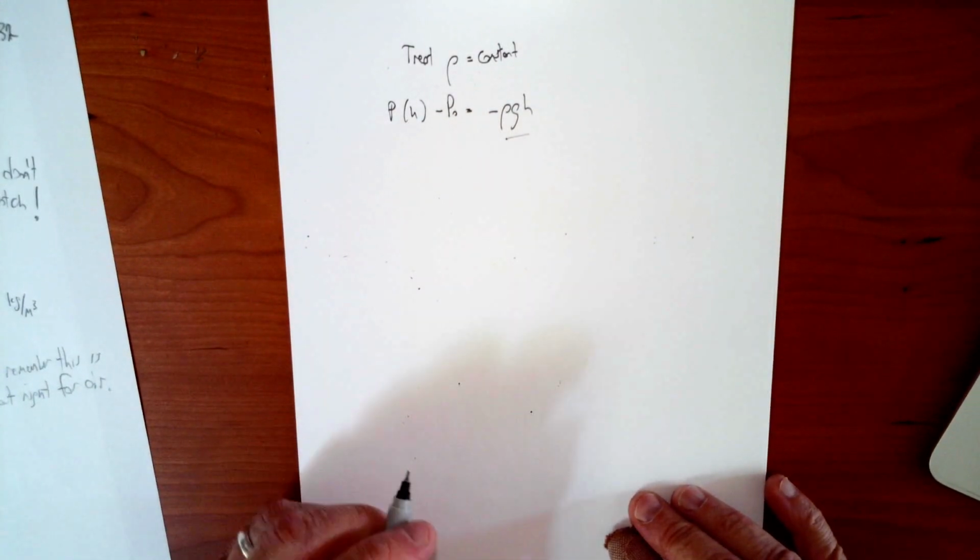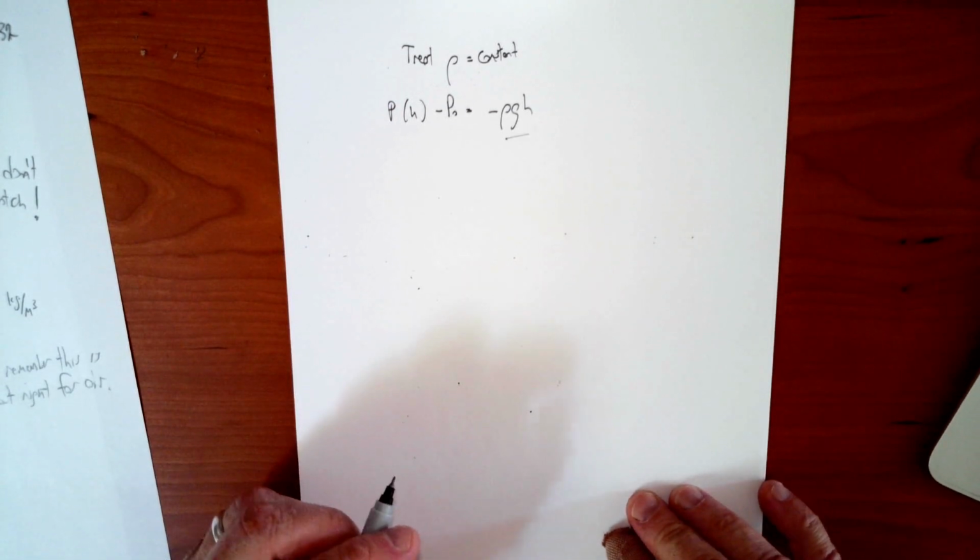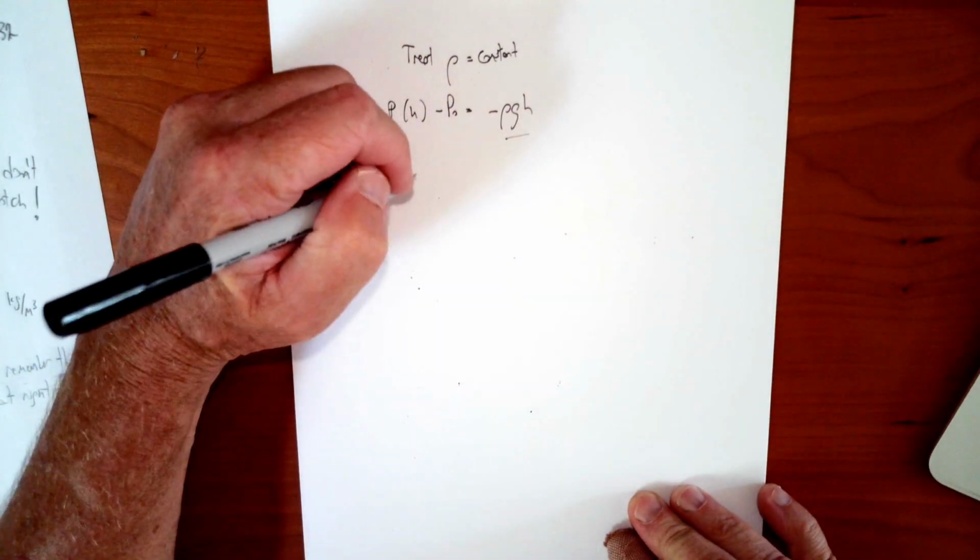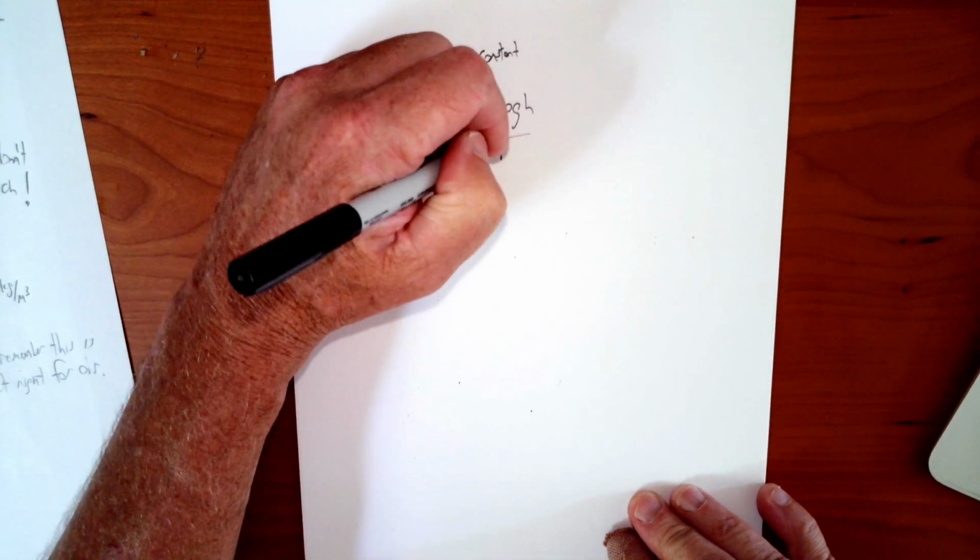So now we're going to say, all right, let's find out what rho is at that first initial condition. So we need to find rho.